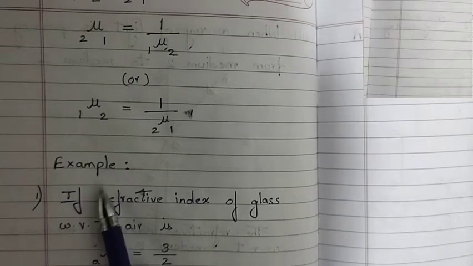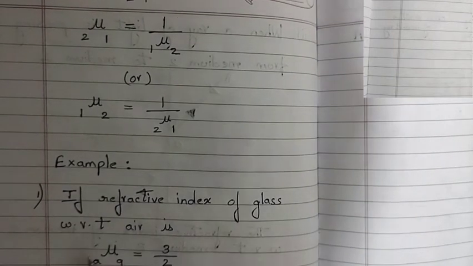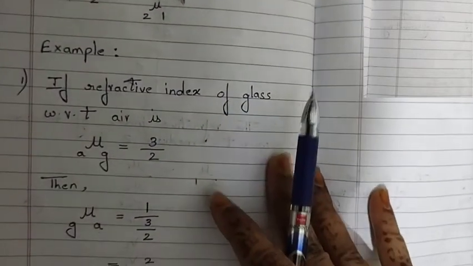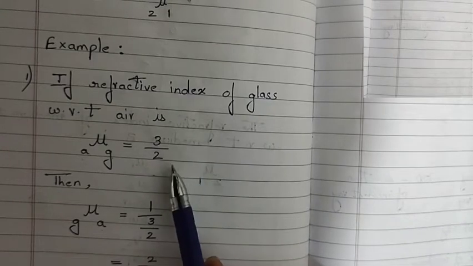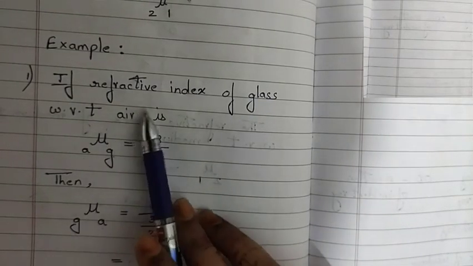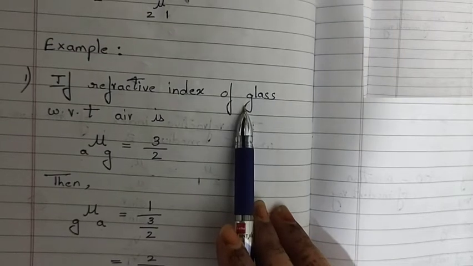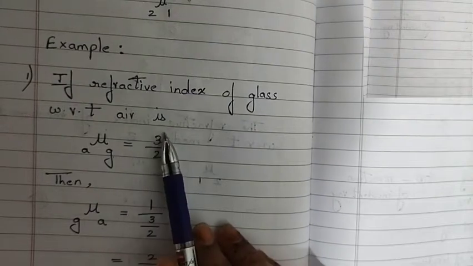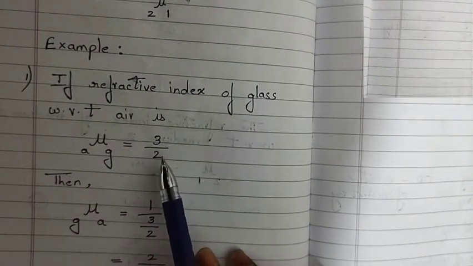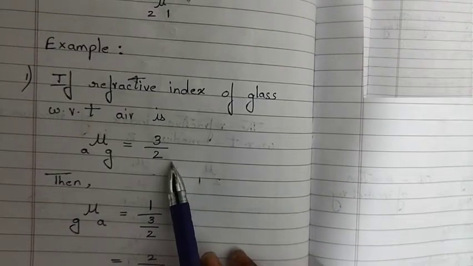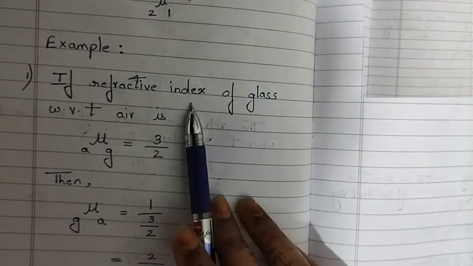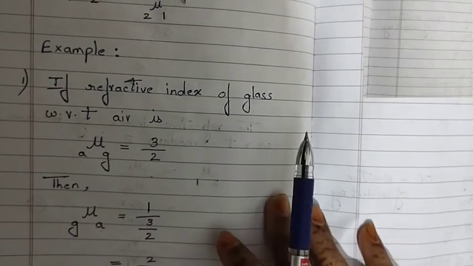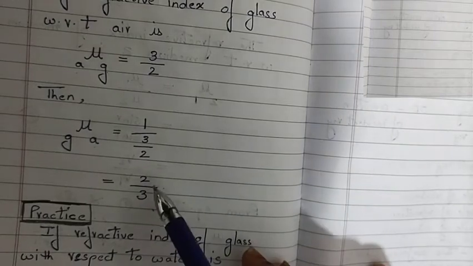So let me explain one sample example. Here, the refractive index of glass with respect to air is 3 by 2. The statement here, the refractive index of glass with respect to air, is written as mu ag equal to 3 by 2. Now, I want you to understand how we write the refractive index of air with respect to glass. Obviously it becomes the reciprocal, and it will become 2 by 3.